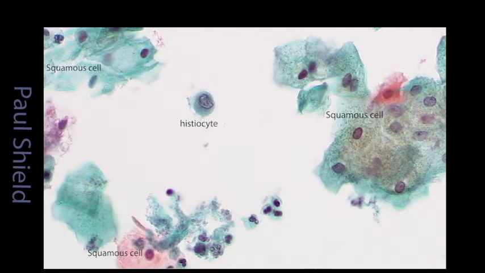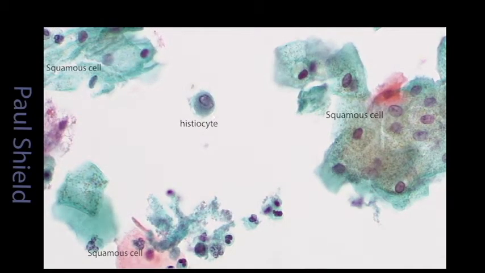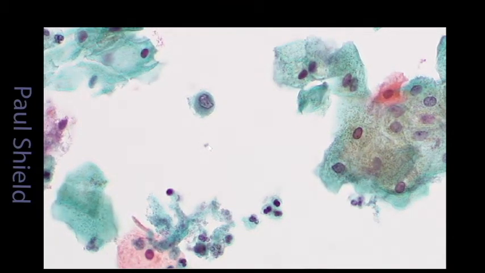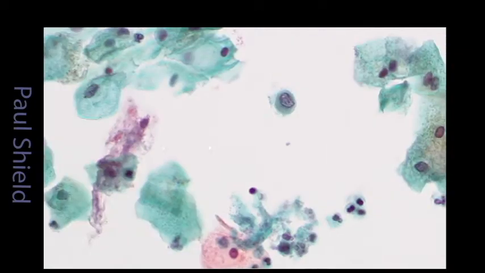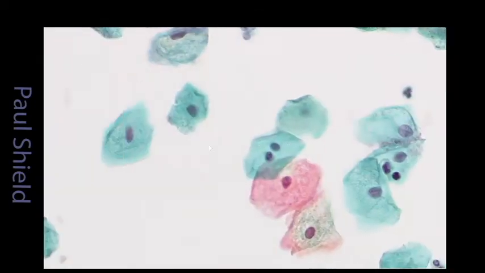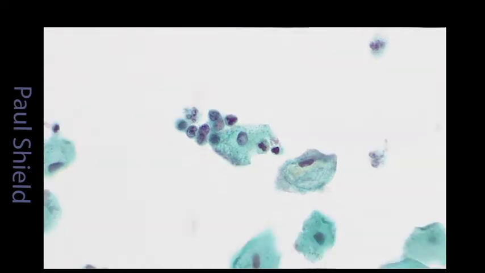Histiocytes are also probably in most specimens, and they're smaller and probably more subtle. This is one here. It's got a sort of eccentrically placed nucleus and kind of foamy cytoplasm compared to the squamous cells around the place. So again, these are mostly single, but ThinPrep will artifactually clump them a little bit.